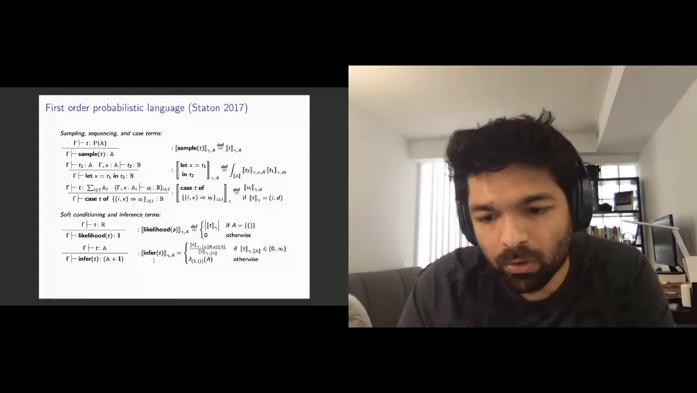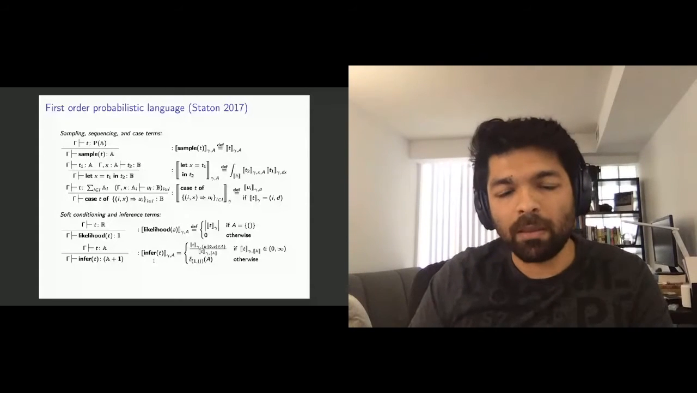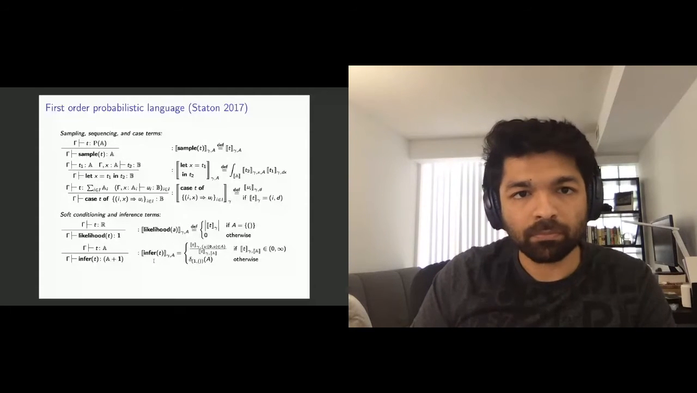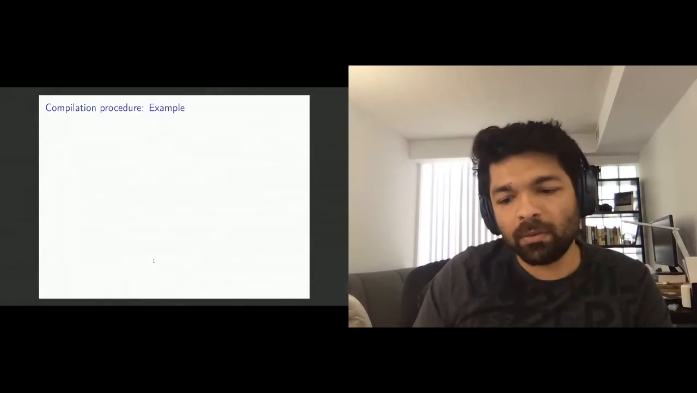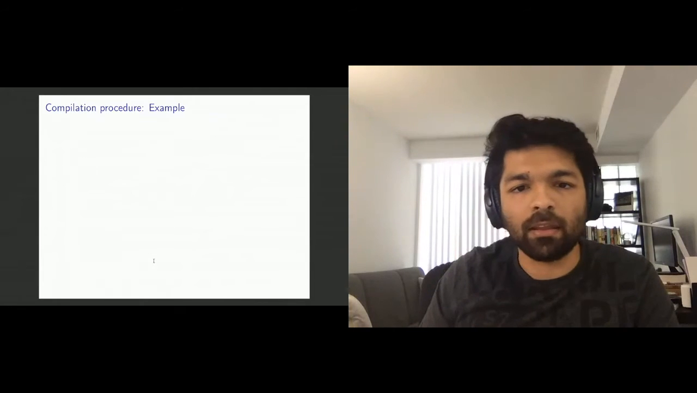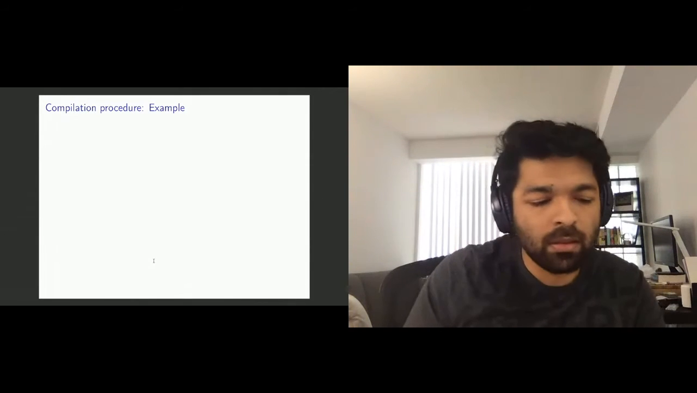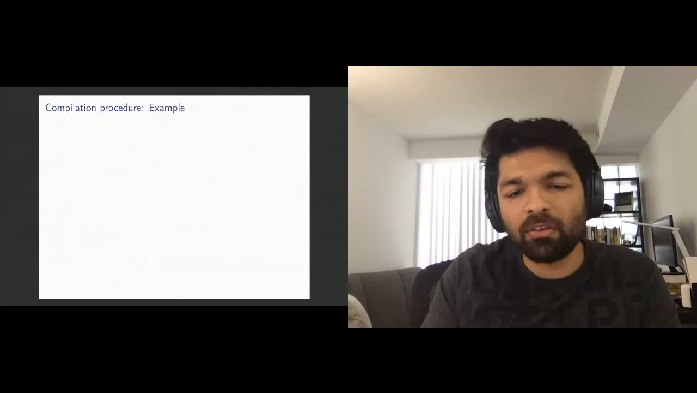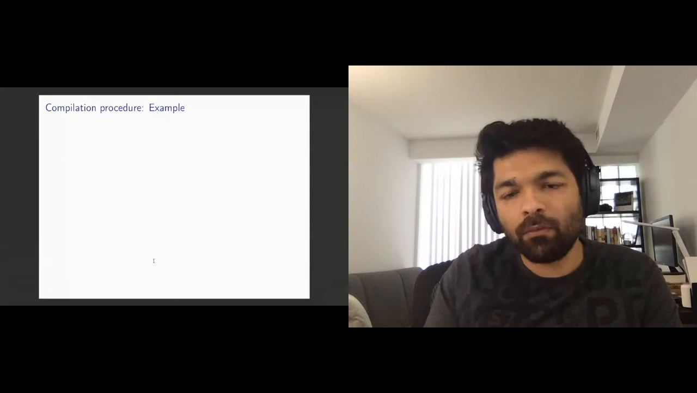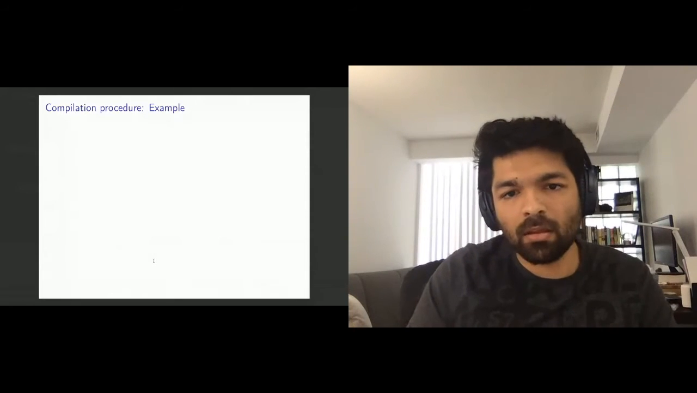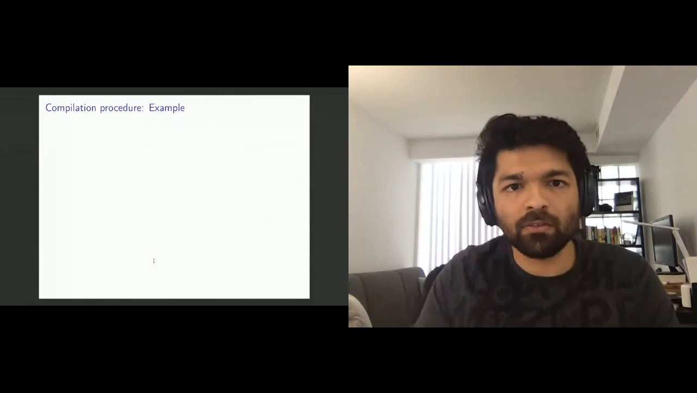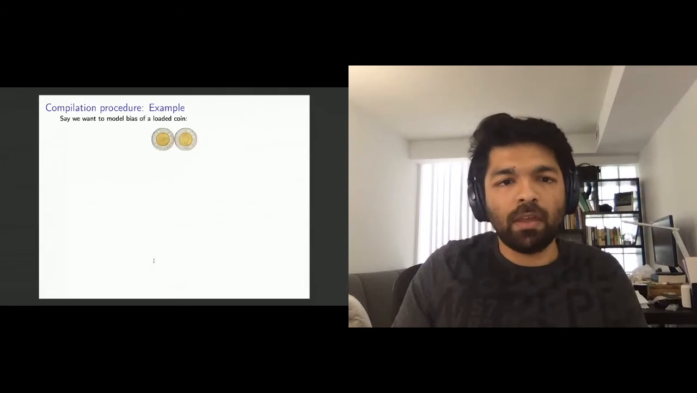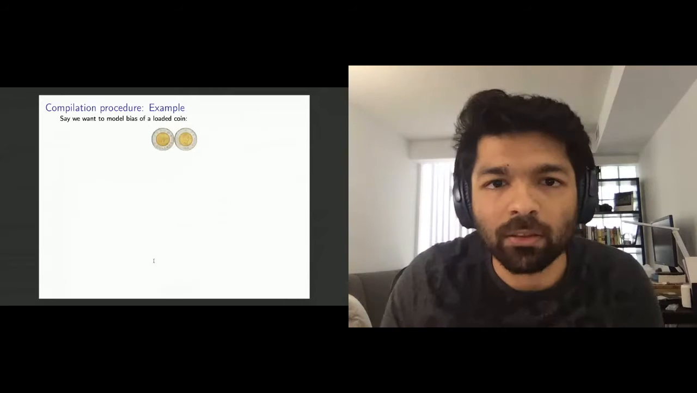So for this talk, I'm going to mostly focus on these Markov chain-based methods to approximate the posterior distribution. So let's look at a very simple example, where I can look at the nitty-gritty details of a compilation procedure that'll happen for a simple probabilistic program. So consider that we want to model the bias of a loaded coin. So we have a coin, and because I'm in Canada, I'll use 2D.